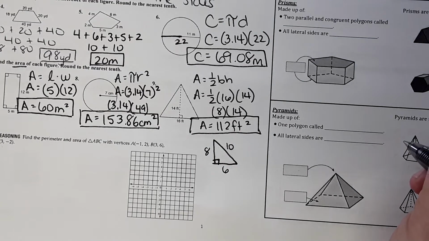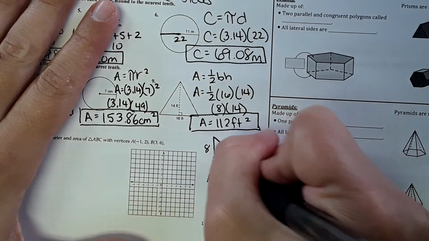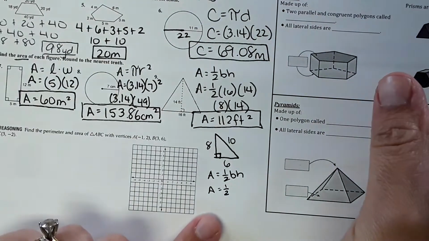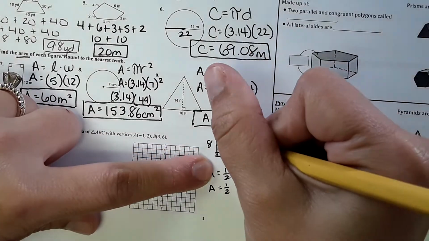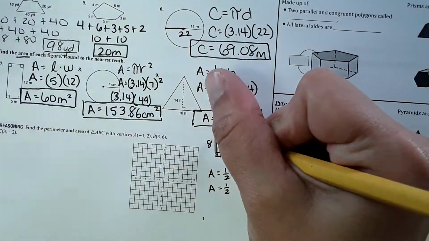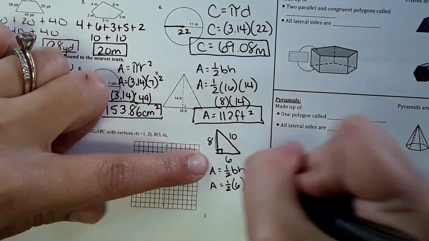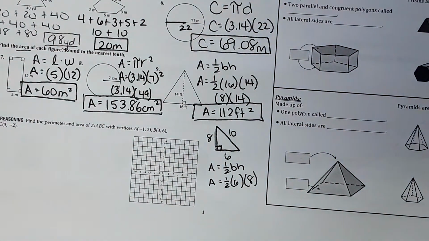And they'll say, okay, find the area of this triangle. The equation is area equals 1/2 base times height. The base of this would be right here, and then the height is the perpendicular height, which just so happens to be the side. So the base here would be 6, and the height is 8, and the 10 is just there to throw us off. We don't need that for the equation.